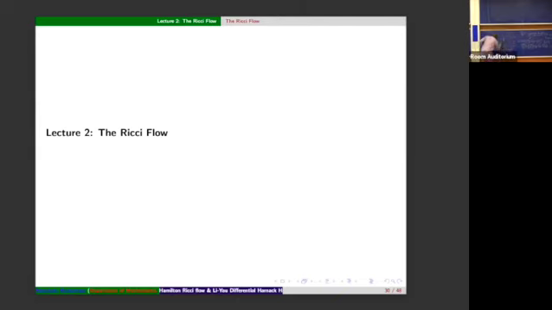In the introduction, yes, I mentioned Ricci flow just as a process of deforming a Riemannian metric so as to get an improved form or a canonical form, that is, to get a metric of constant curvature. So I want to introduce it formally now.